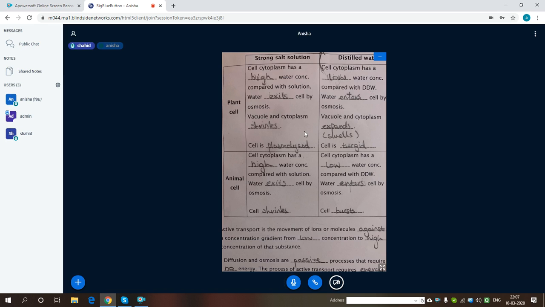Okay, so when it says cell cytoplasm has a low water concentration compared with distilled water, is there a way to say this? When it says it has a low water concentration compared with something, can I not just say that it has a low water concentration, or do I need to say compared with something? For a plant cell in distilled water, when it says cell cytoplasm has a low water concentration compared with the DDW, can I not just say it has a low water concentration, or do I need to mention compared with?